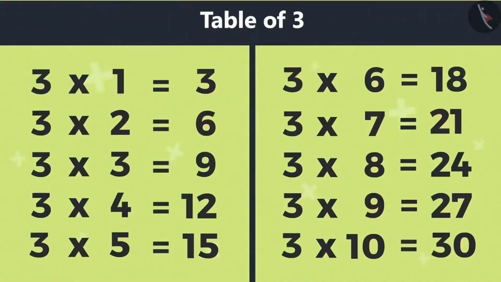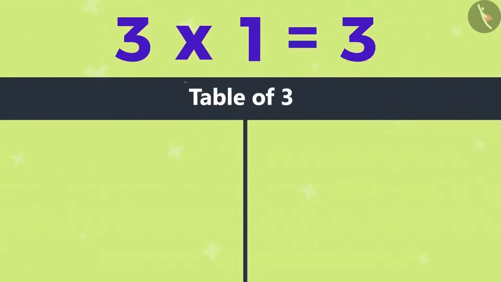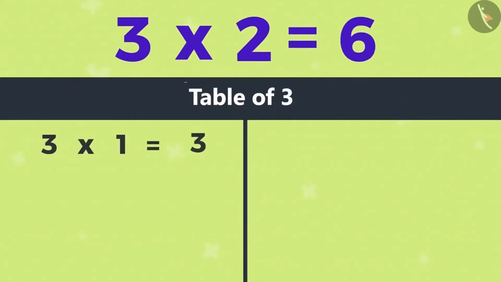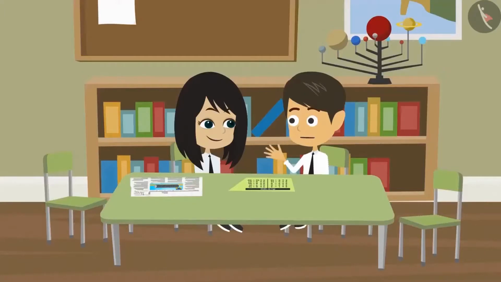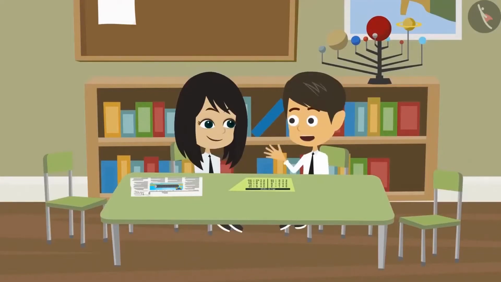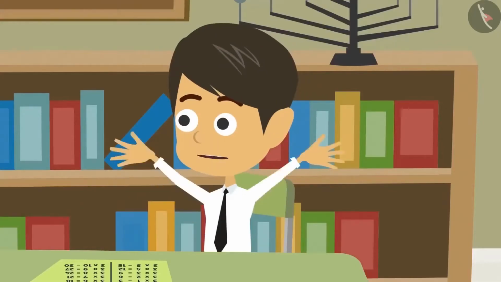Now let's memorize it so that we don't have to do these calculations. Yes, okay. 3 times 1 equals 3. 3 times 2 equals 6. Hey, what are you doing? I am learning the table. No, you can't memorize tables like this. It is memorized in the form of a song.